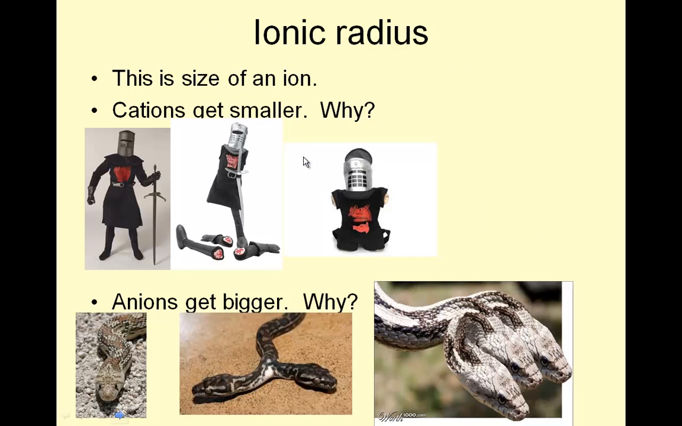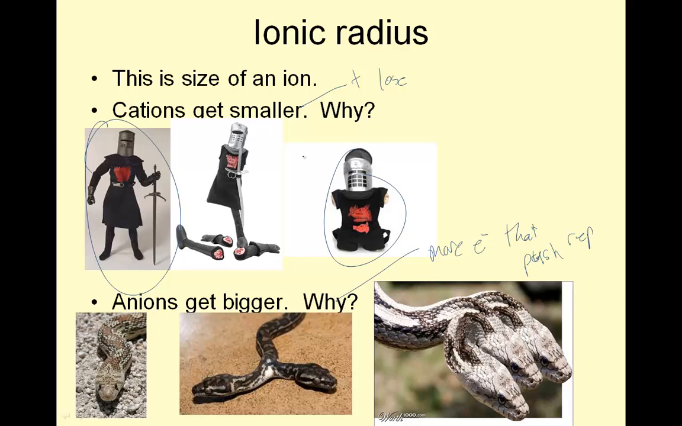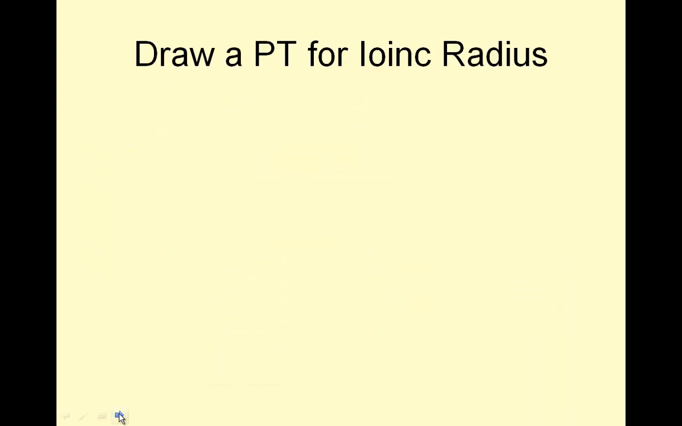Okay. Ionic radius. This is the size of an ion. Cations are smaller. Why? Well, cations are positive, so they lose electrons. So if you lose body parts, if you start out as a knight that has two knees, and you lose a knee, and you lose a leg, and you lose an arm, you end up smaller. Anions get bigger. Why? There are more electrons that push away, or repel. So they spread out and get bigger and bigger and bigger.